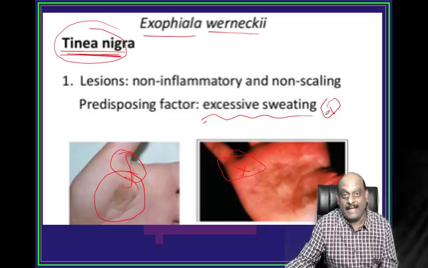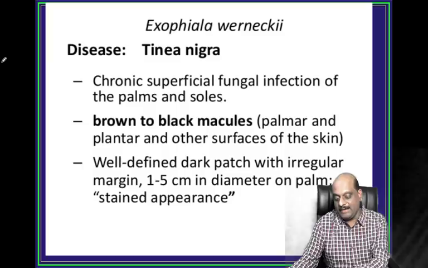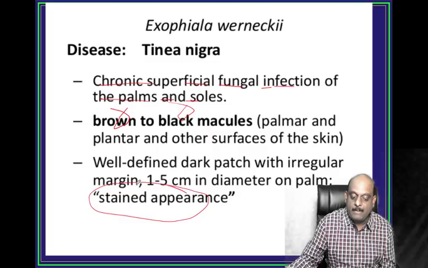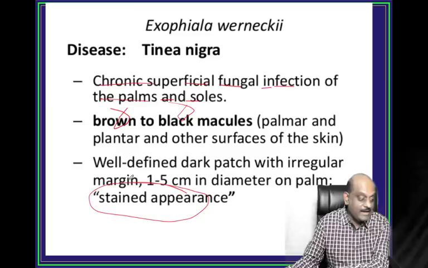Excessive sweating mein, palms mein, you get tinea nigra. So it is a chronic superficial fungal infection of the palms and soles with brown or black macules. And typically on the palm, it looks like a stained appearance. Stained appearance is the classical feature.